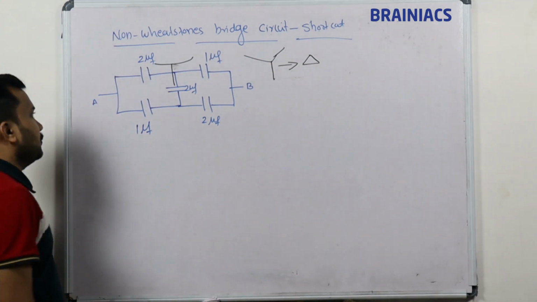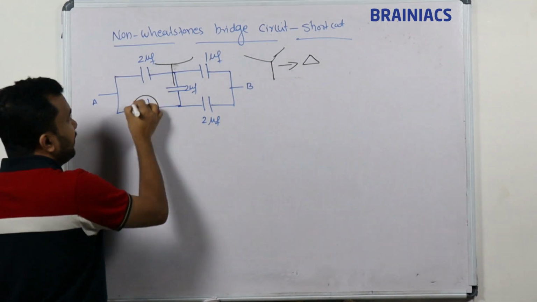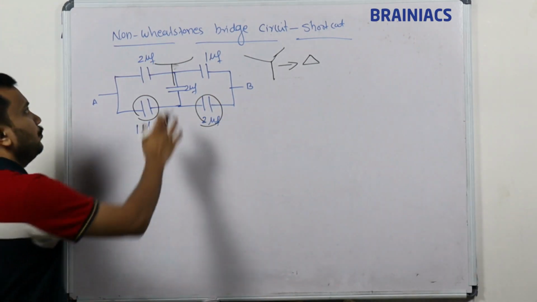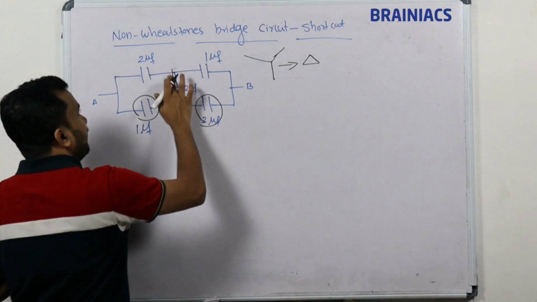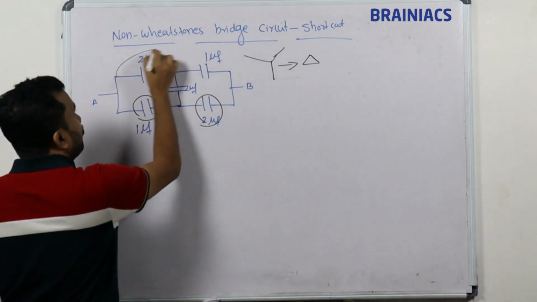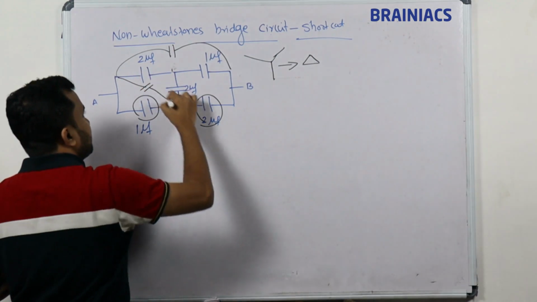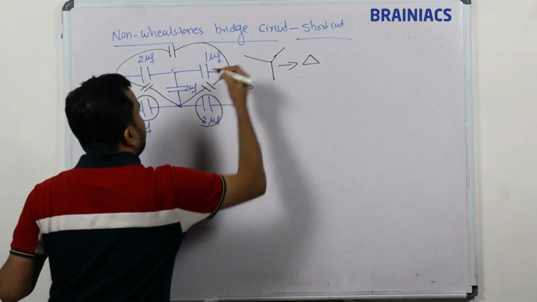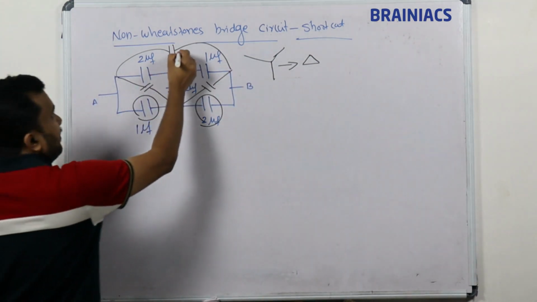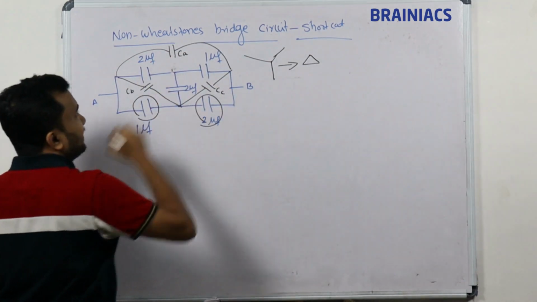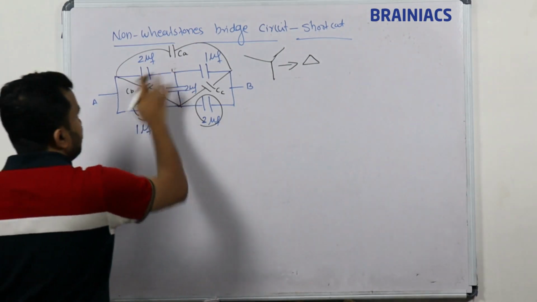Star into delta. So I will keep this 1 microfarad here, and this 2 microfarad here. With the black color I am going to create one delta network here. This is one capacitor, this is the next capacitor, and this is the next capacitor. These capacitors are given as CA, CB, CC. We are going to find out these values.